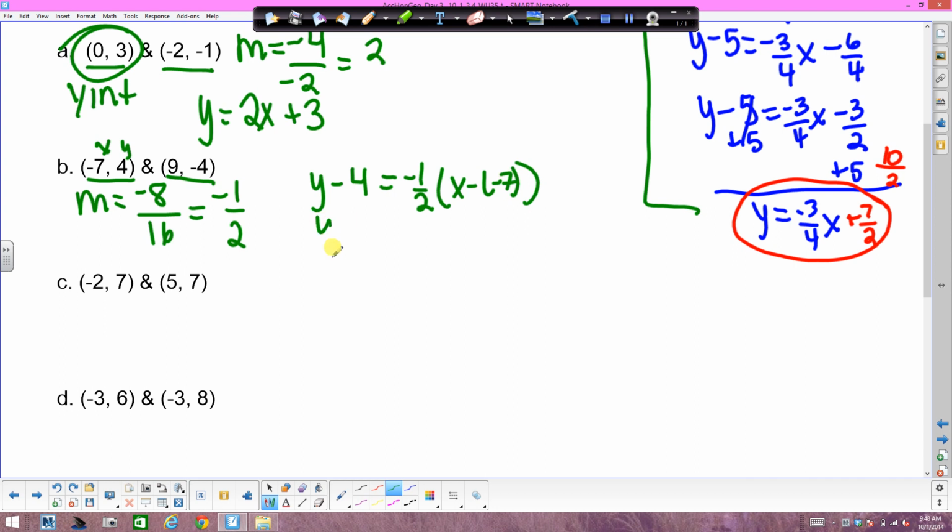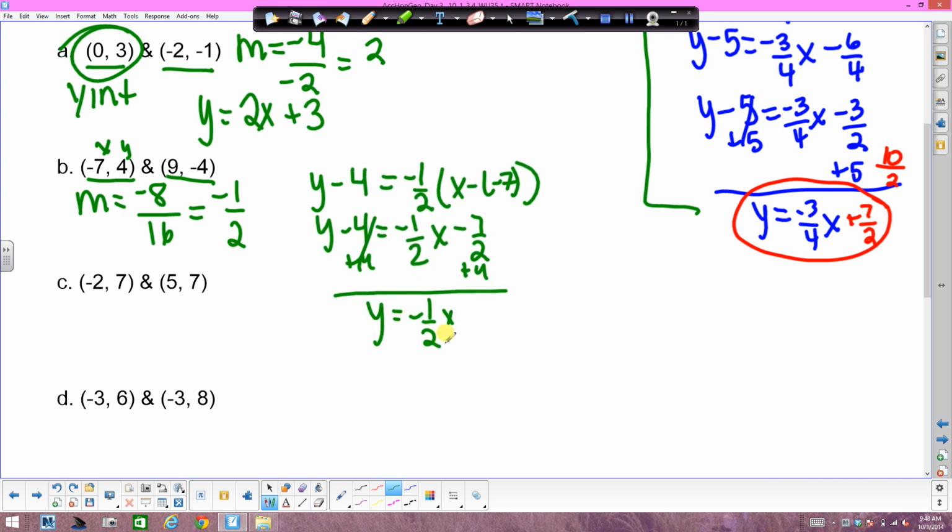So then we'll work this out. So we got y minus 4 equals negative 1/2 x, and then minus 7/2. And I need to get y by itself, so I'm going to add 4. So we've got y equals negative 1/2 x, negative 7/2 plus 4. 4 can be written as a fraction with the denominator of 2 as 8 over 2. So this would be plus 1/2. So that would be your equation. So you know this is your slope, negative 1/2. Your y-intercept is positive 1/2.